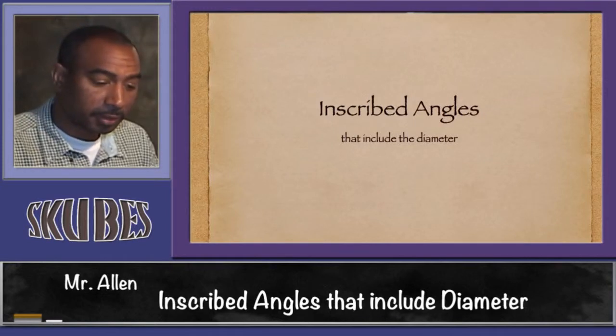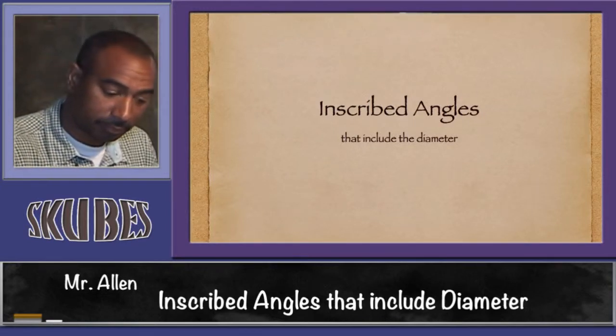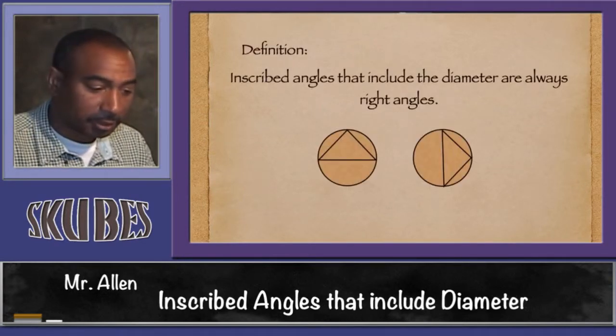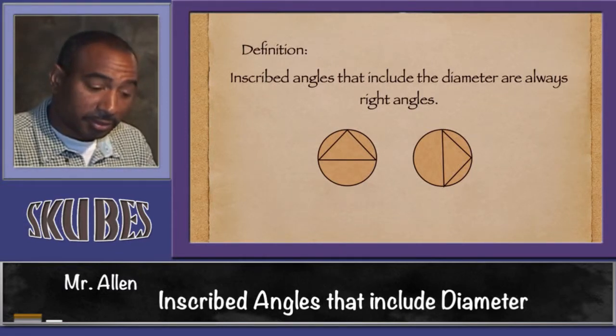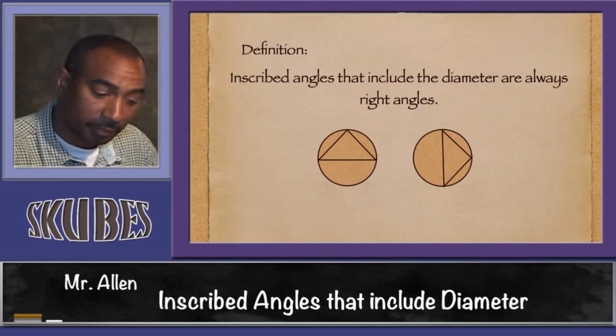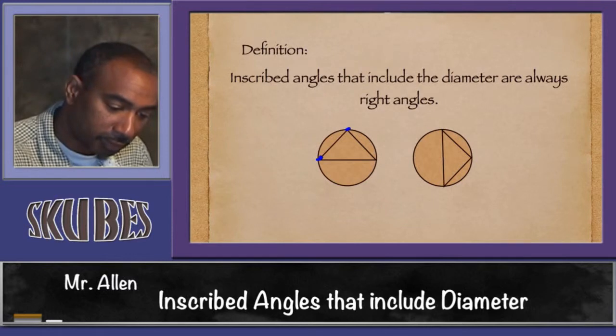All right, today's lesson will be on inscribed angles that include the diameter. And we have a couple examples here. Inscribed angles that include the diameter are always right angles. And that's from the previous lesson that states that an inscribed angle is always equal to half its intersecting arc.